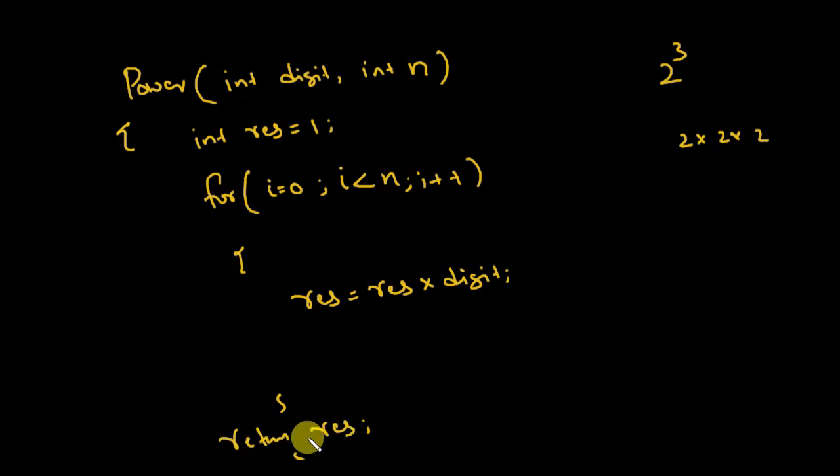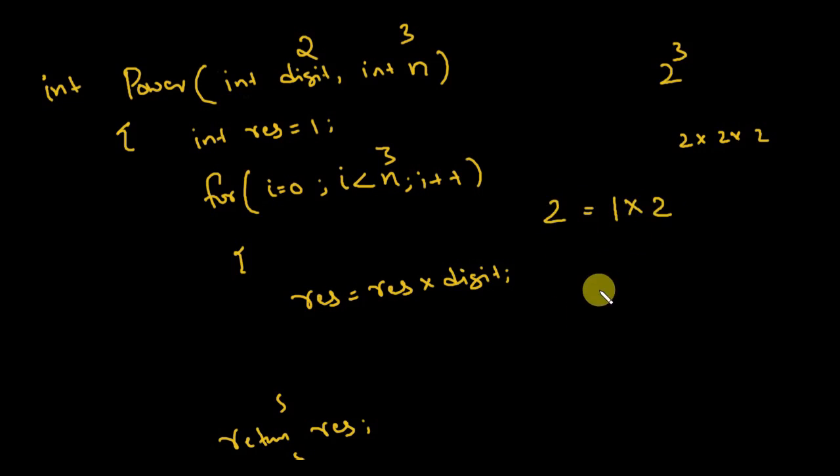Since here all we are dealing with integers, the return type will be integer. Now see how this logic works. 2 power 3, which means here digit is 2, here it is 3. Now, in place of n, the value is 3, which means it will loop up to 3 times, right? So the initial result is 1, so 1 into digit, 1 into 2, the result is 2.